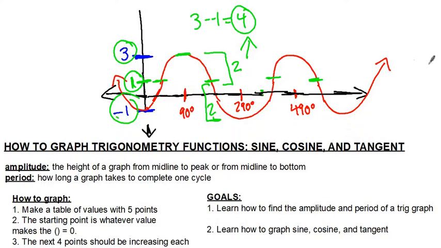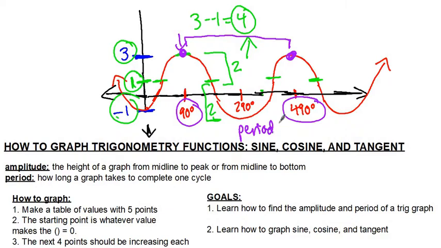The period is how long the graph takes to go through a complete cycle. The easiest way to measure this is to look at the peak. The peak right here would be right there, and then see how much distance passes before I get to that other peak, that other purple dot. It looks like we're going from 90 degrees to 490 degrees, so the period in this case would be 400 degrees. That's how much distance passes between 90 and 490.